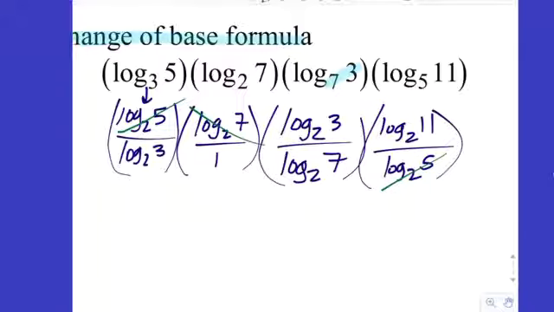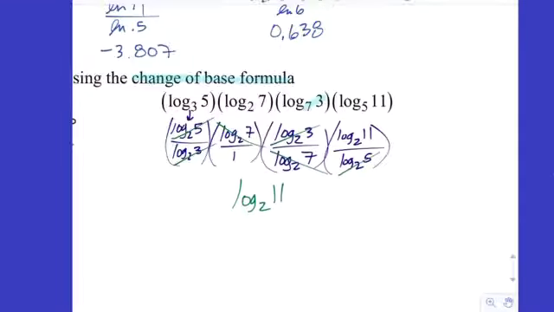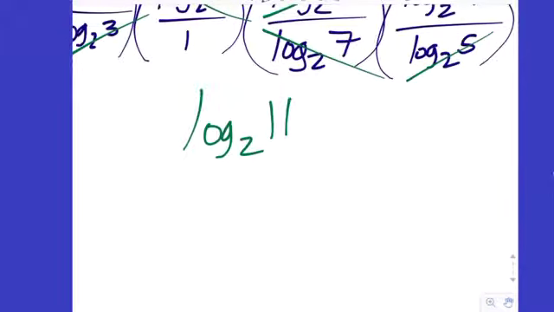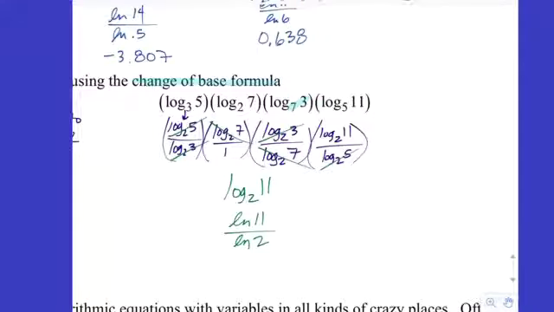Here's a log base 2 of 7. See ya, wouldn't want to be ya. And then the log base 2 of 3s, adios, muchachos. And we're left with log base 2 of 11 over 1, which is log base 2 of 11. And that's pretty simplified, isn't it? Now, if you wanted to evaluate that on the calculator, of course, you can either go to your F2 menu and type in the base 2 in the box, or you could just convert it to natural log. Natural log of 11 over the natural log of 2. So there you go.